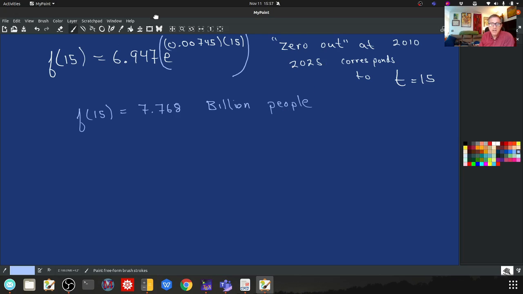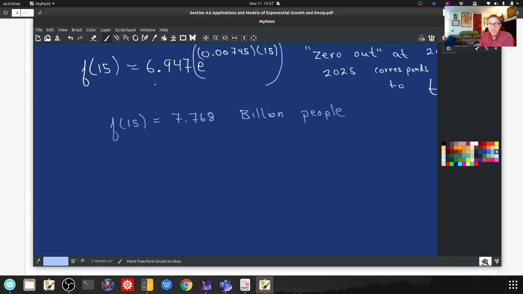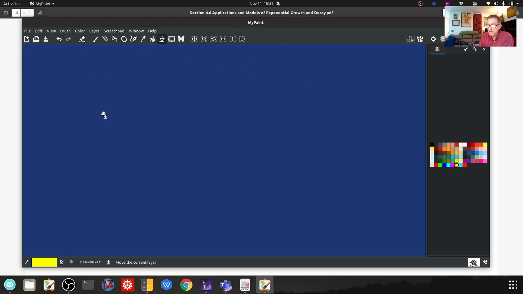So now our next question is when will it double? Using the exact same method that we did before, we have the current population. f of t is equal to, just redoing that here, 6.947e raised to that 0.00745t.